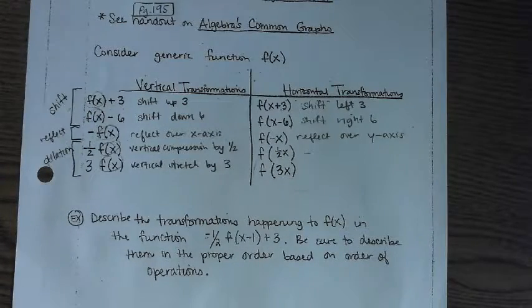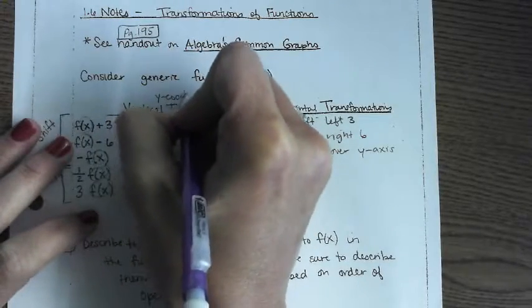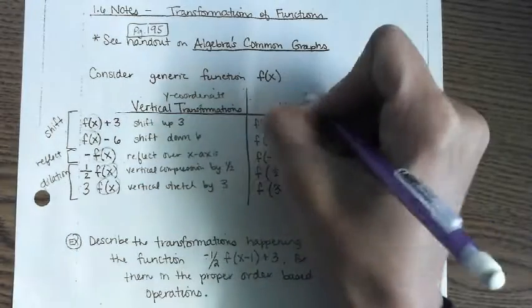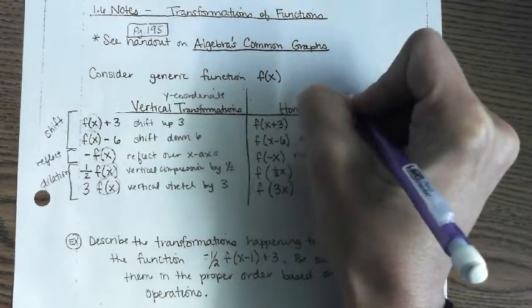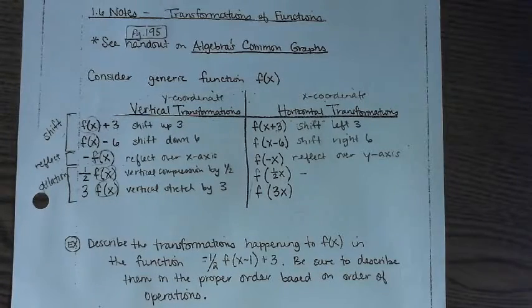Now, I think, Liam, you mentioned the y, right? Did you say that? Yes. Yeah. All things vertical affect the y coordinate because you're moving things up and down. Whether they're stretching up and down, shifting up and down, reflecting up and down, the only coordinate that's affected is the y coordinate. And on horizontal transformations, the only thing affected are the x coordinates as you move left and right.